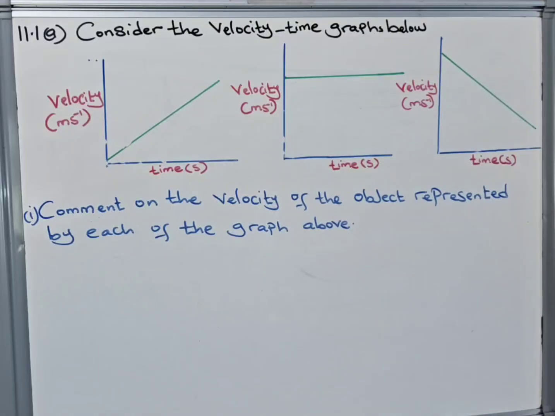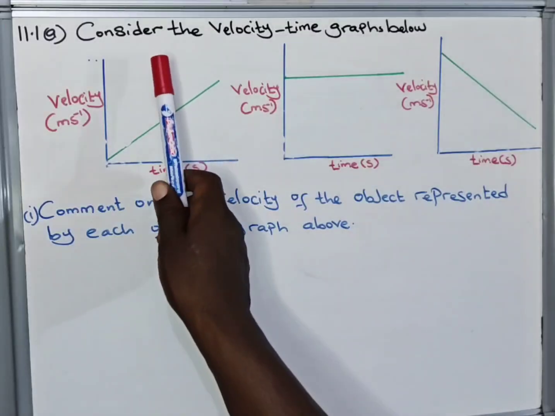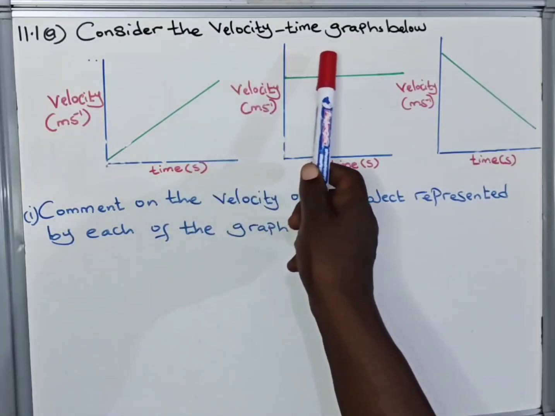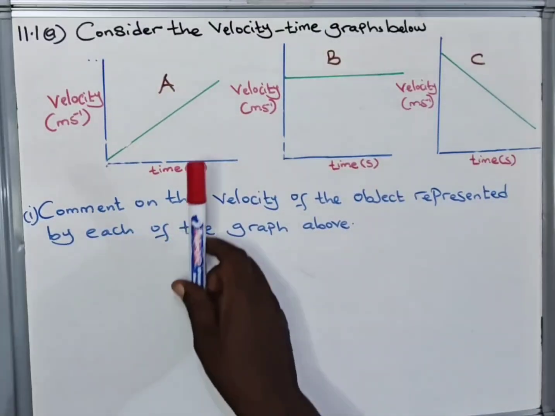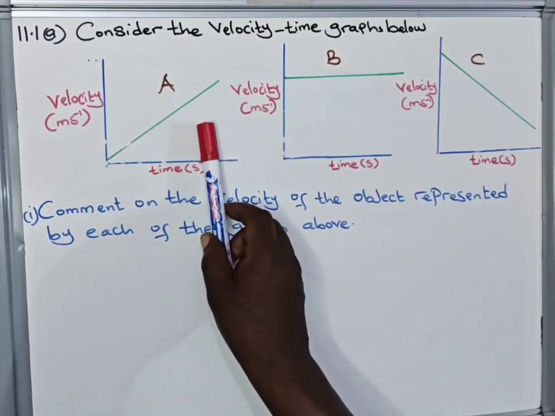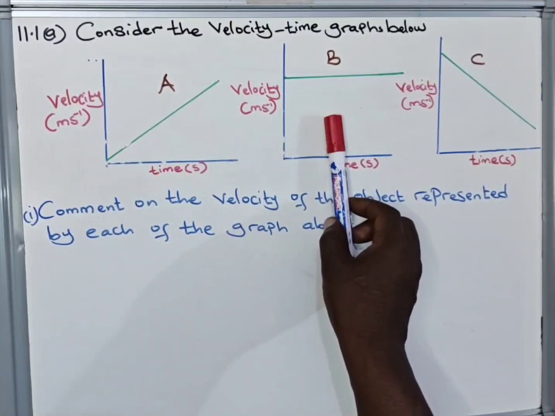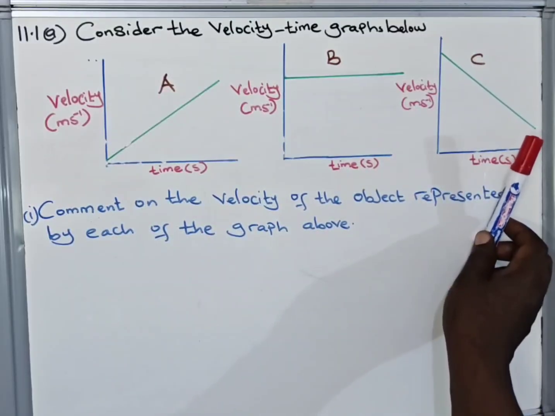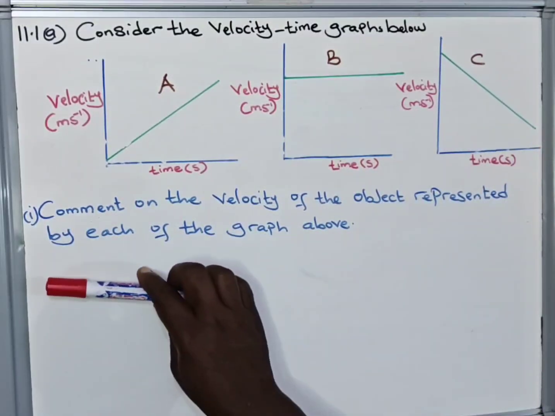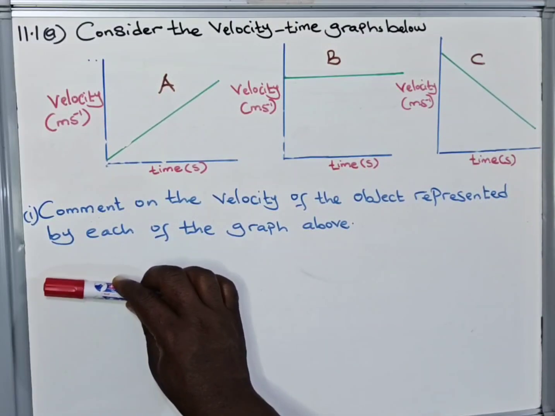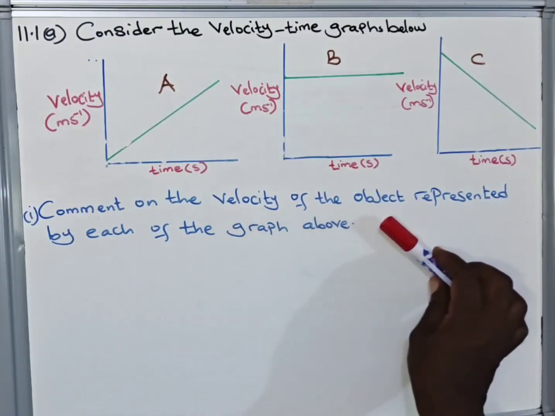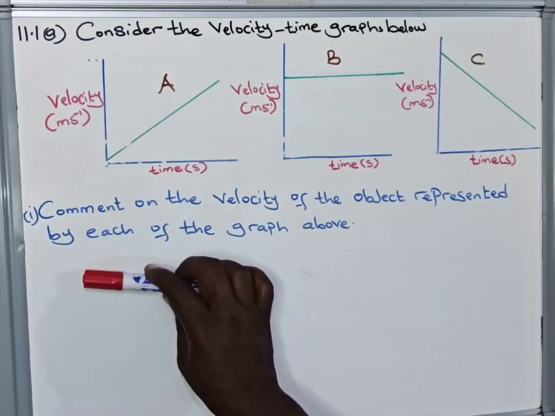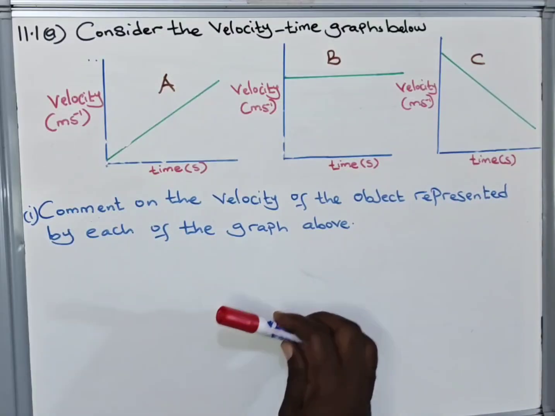Yes, today we are looking at this question. It says that consider the velocity time graph below. So these are the graphs. Graph A, this one, B, and C. And then the question says that comment on the velocity of the object represented by each of the graph above.